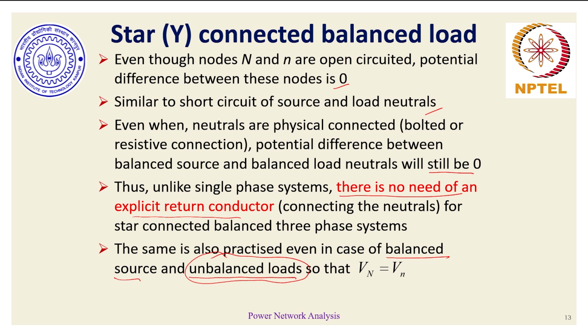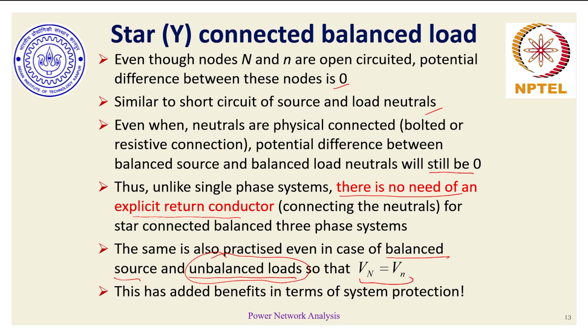So ensuring that loads remain balanced is a difficult task. Even under such conditions, when the network is experiencing unbalances, still the potential difference between the neutral points is made zero. The reason for that is it helps substantially in fault analysis. To be specific, the application of fault analysis, which is about system protection.